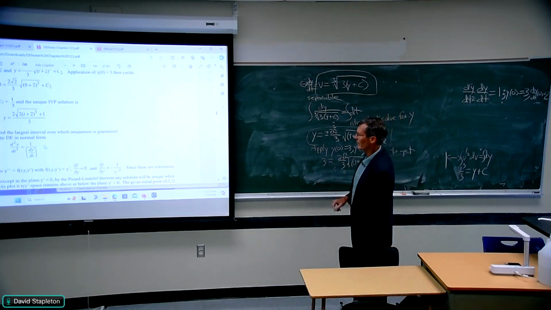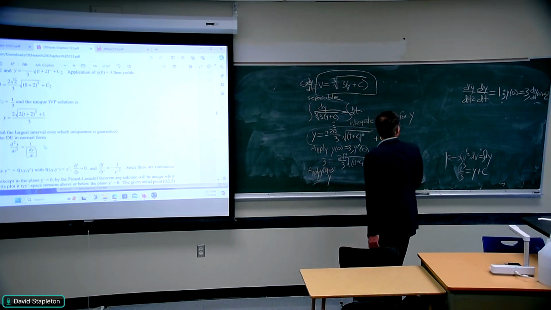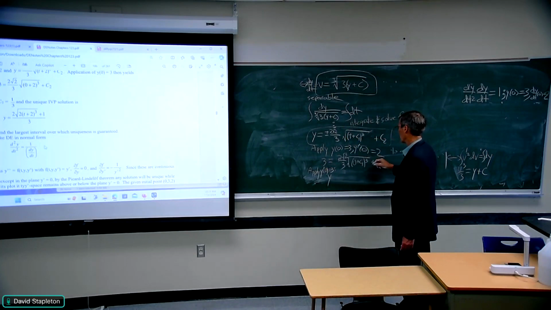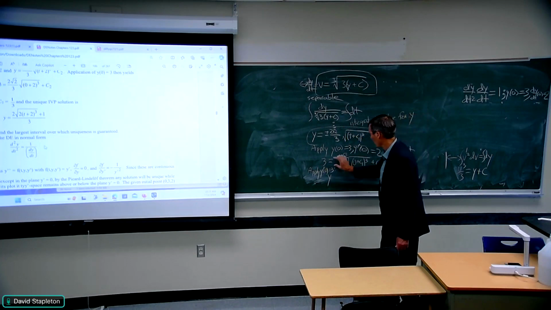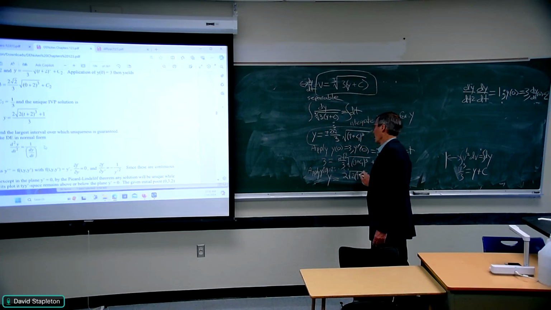On the notes, I'll just say that we solved this and we got, and then you also have to apply y prime of 0 equals 2, which means you have to calculate a derivative and plug in. This one is 3, and this was y prime of 0 equals 2. And you get y equals 2 square root 2 times t plus 2 cubed, plus 1, all over 3.